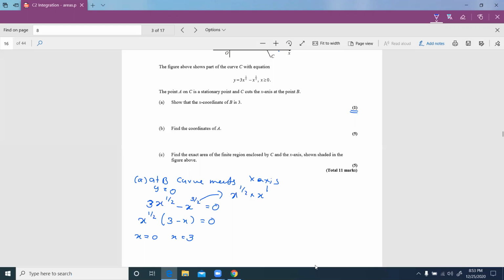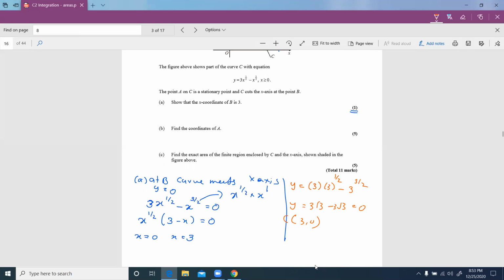The second method is, you know that the x coordinate is already given. So if you just substitute 3 into the function, you can say 3 times 3 to the power half minus 3 to the power 3 over 2. So the answer is y equals 3 root 3 minus 3 root 3, that is equal to 0. So obviously the point is (3, 0). So we can say the point B is the same thing, right?